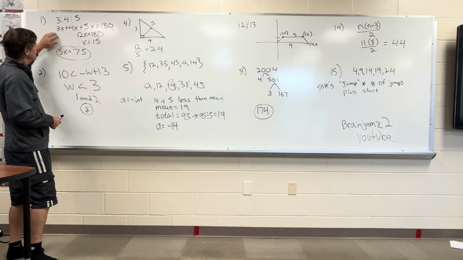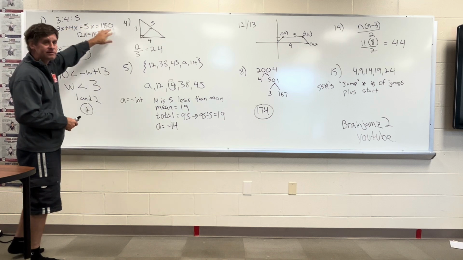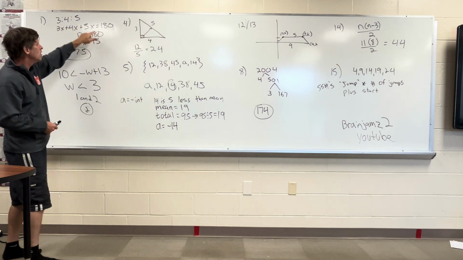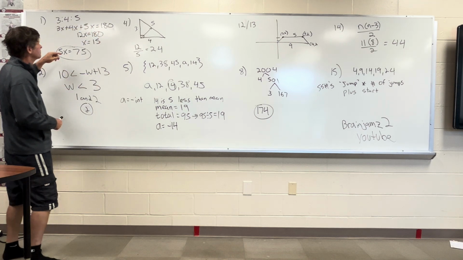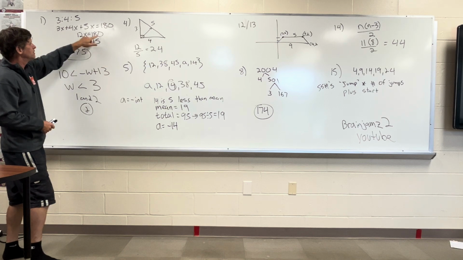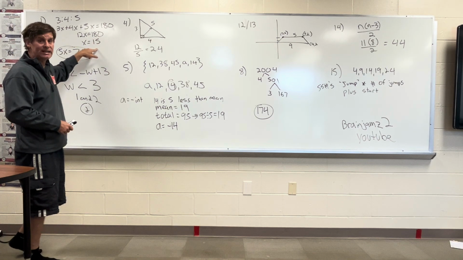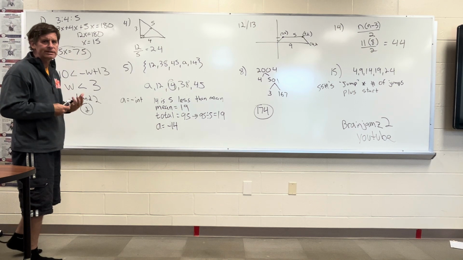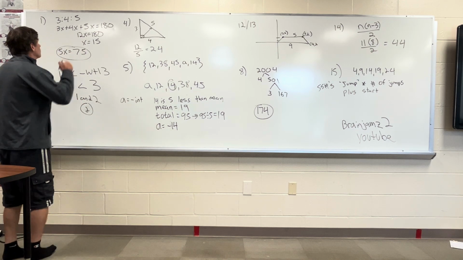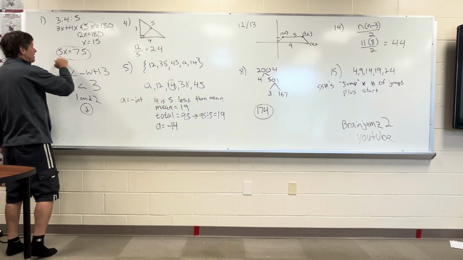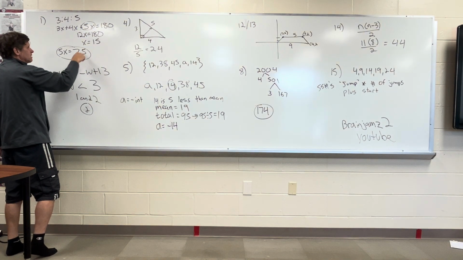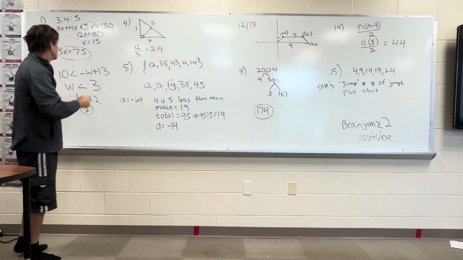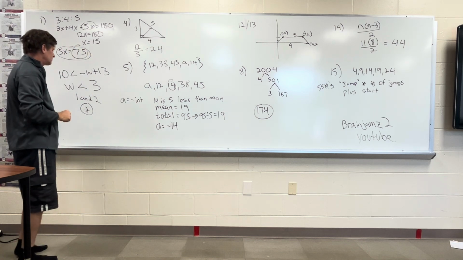So I just said 3x plus 4x plus 5x equals 180. That's 12x equals 180, and divide by 12, x equals 15. Okay, I chose x as a variable, and it asked what's the largest angle? Well, the largest angle is the 5x, so 5 times 15 is 75. So 75 was the answer.